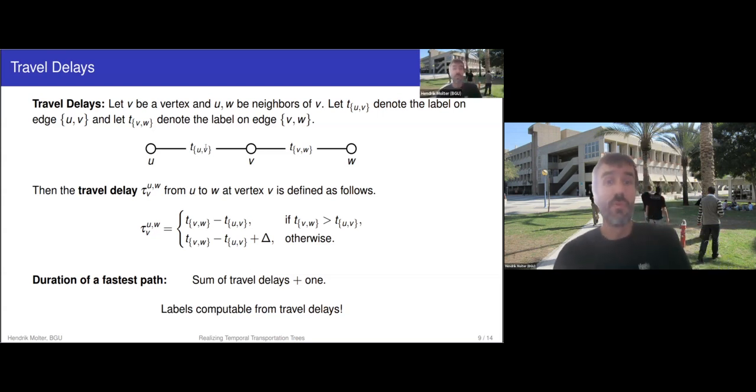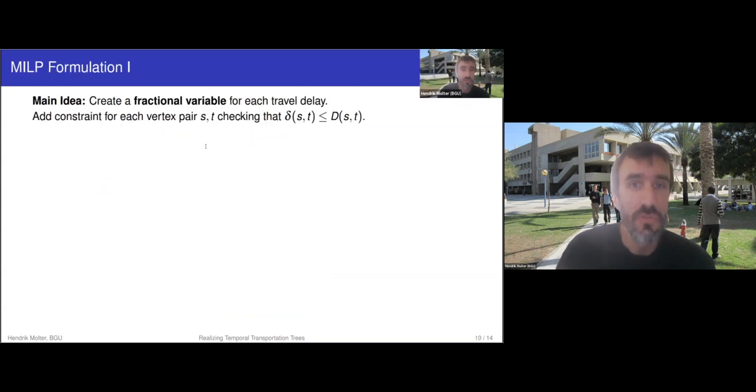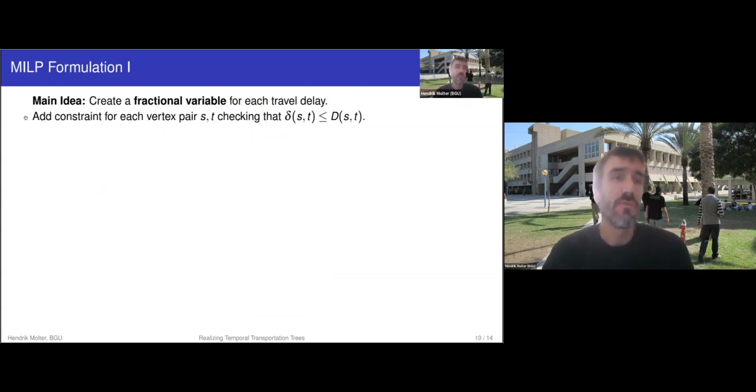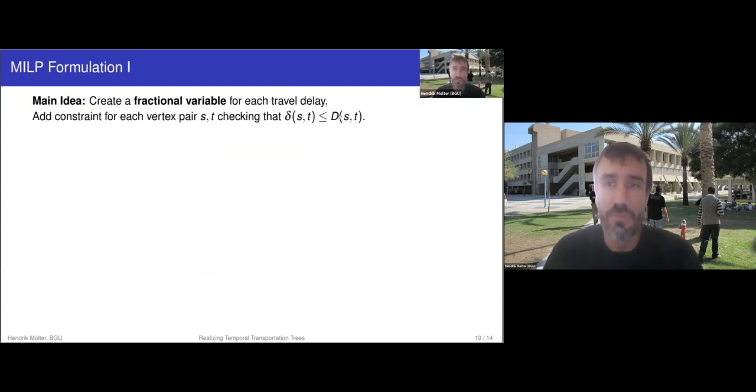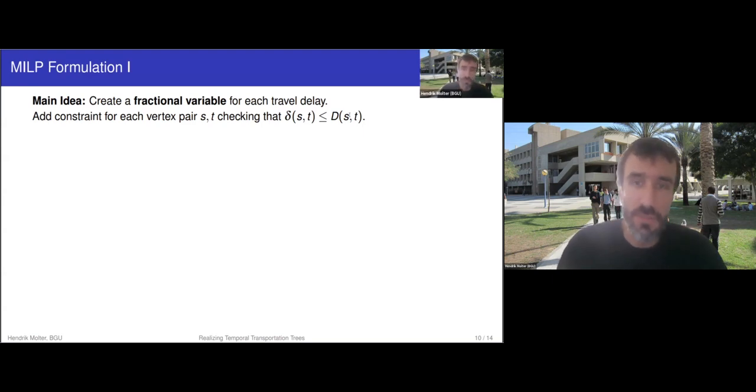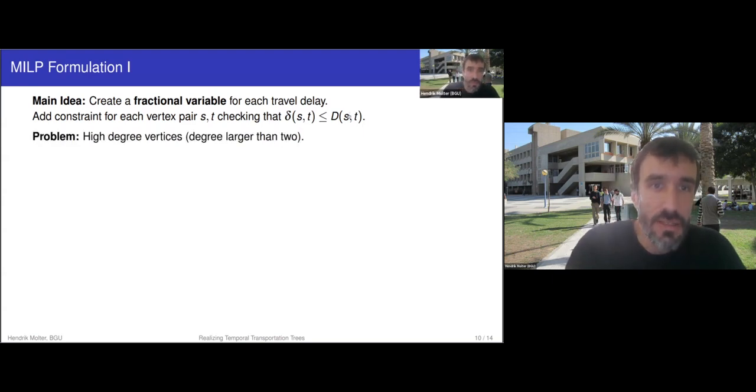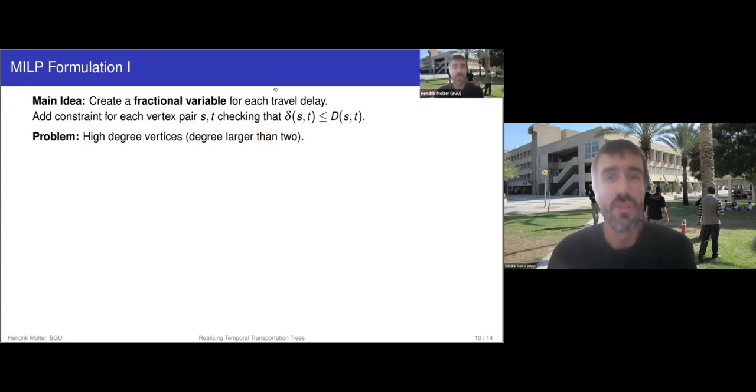So why is this useful? We want to use those travel delays as the variables of our MILP, right? Because we can just create a variable for each travel delay, and then we can add a constraint for each vertex pair that checks that the actual duration, which we just saw we can express through the travel delays, is at most the duration prescribed by the matrix. But there's one problem with this that we need to solve.